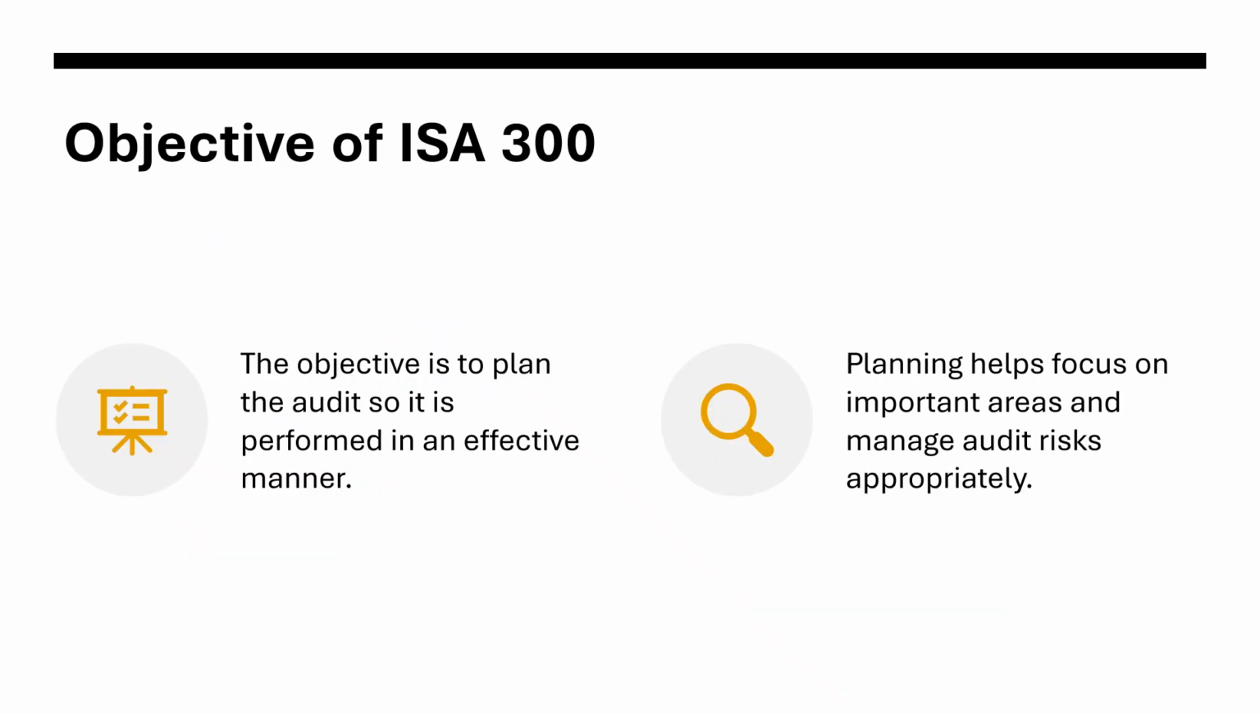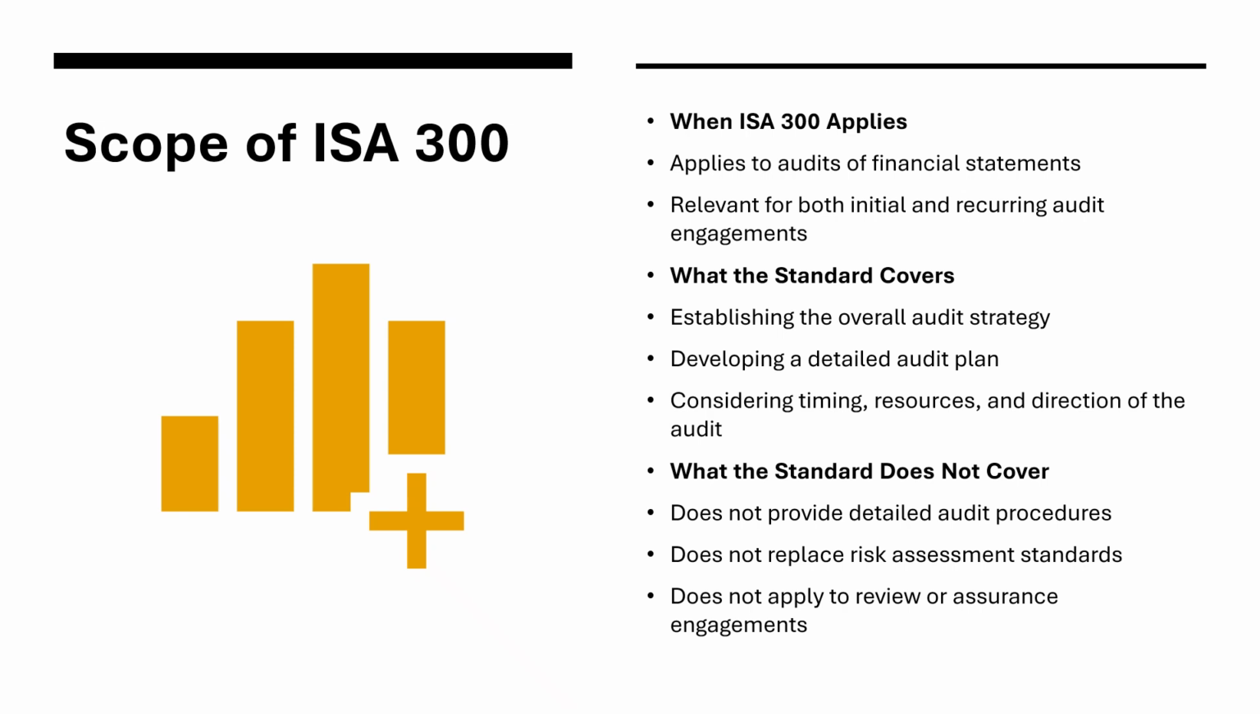The standard aims to ensure that the audit is planned in a way that makes it effective. This means focusing on important areas, understanding risk early, and ensuring the audit team is properly directed. In short, ISA 300 ensures that the audit starts on the right footing. Let's now understand the scope of ISA 300. This standard applies to audits of financial statements and is relevant for both first-time audits and recurring audits.